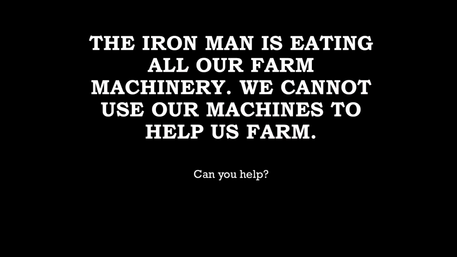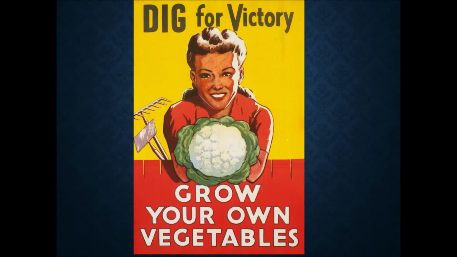The Iron Man is eating all our farm machinery. We cannot use our machines to help us farm. Can you help? We need to grow our own vegetables because commercial farming will not work. Commercial farming is farming for business, while the Iron Man destroys all our ploughs, our combine harvesters, and our tractors.